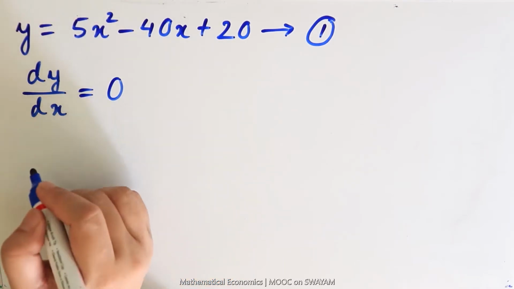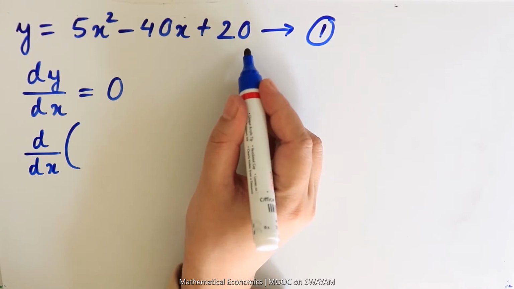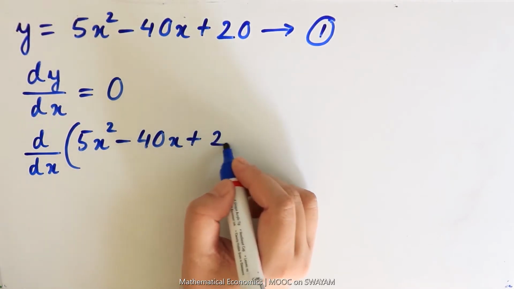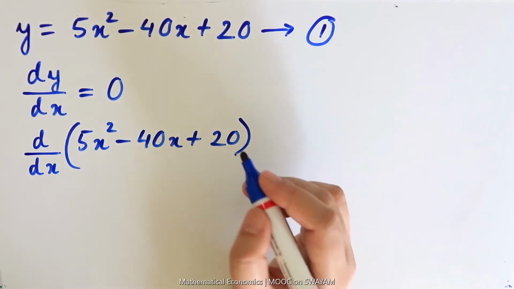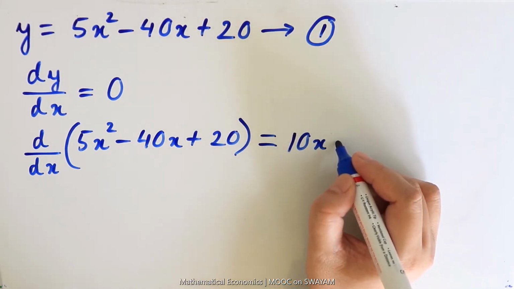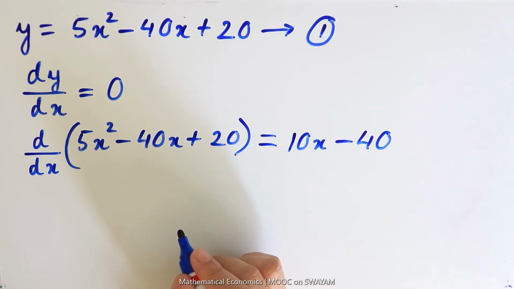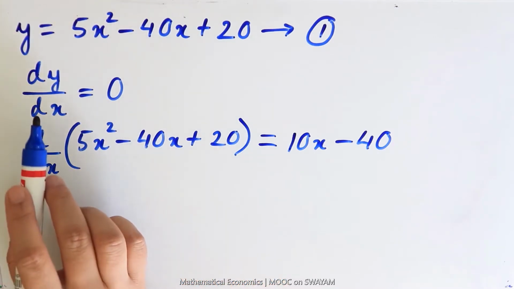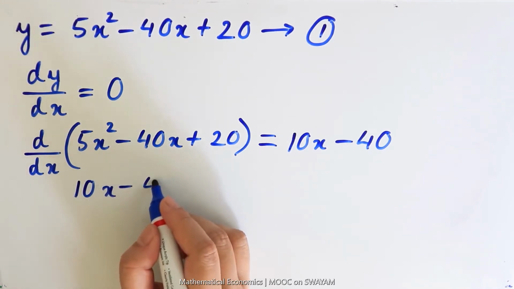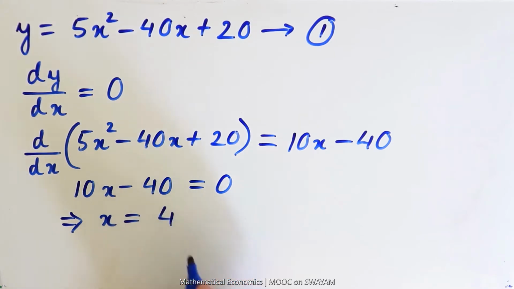Now dy by dx will be equal to d dx of, since y is this, we will replace it, 5x square minus 40x plus 20, and this will be equal to, after differentiation, 10x minus 40, using the basic rules for differentiation. Therefore, if we make dy by dx equal to 0, it means that 10x minus 40 is equal to 0, or x is equal to 4.